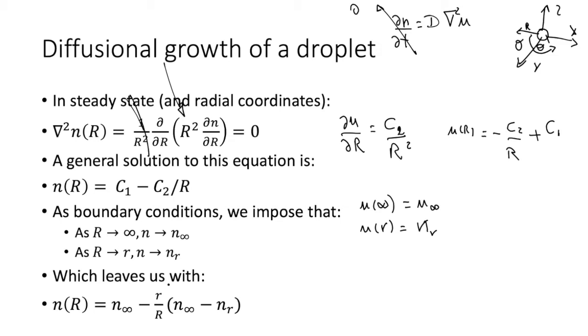What happens if n of r equals n at infinity? Well, as you can imagine, n of r and n infinity are equal, so these two cancel out. So this term and the dependency of the radius cancel out, and so n of r is a constant, and it's a constant equal to n of r or n infinity because they're exactly the same. Okay?